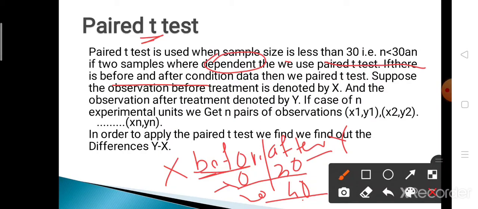In order to apply the paired t-test, we find the differences y minus x. To apply the paired t-test, just find the difference. D is equal to y minus x.